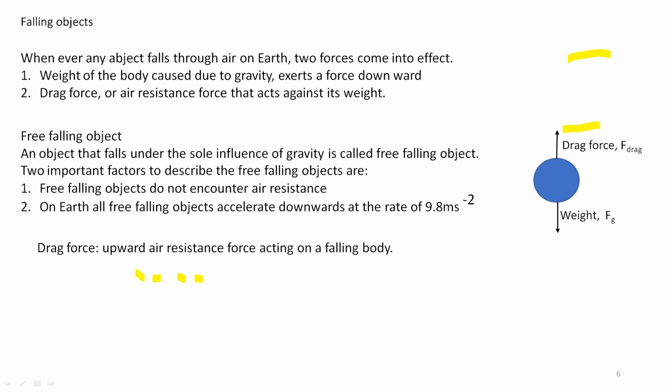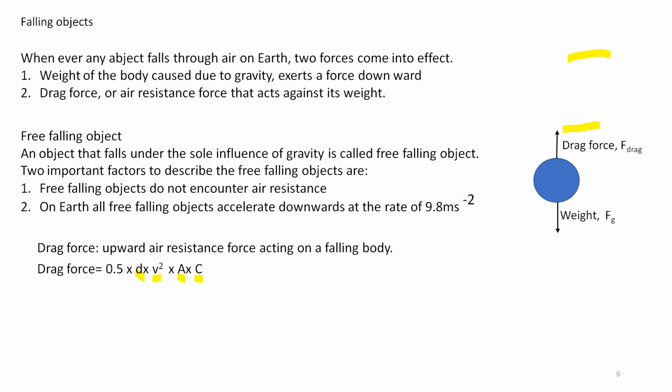And the second factor is on earth, a free falling object accelerates downward at the rate of 9.8 meter per second square. So the value of acceleration is 9.8 meter per second square. Therefore, any object falling on earth will accelerate at the same rate of 9.8 meter per second square. Then the upward force which acts on the falling object is called drag force. So the upward air resistance force acting on a falling body is called drag force.